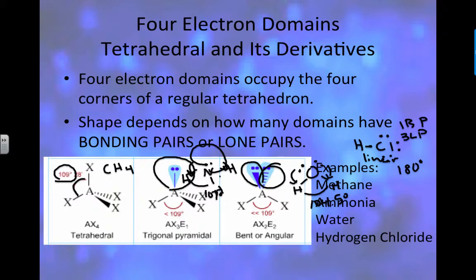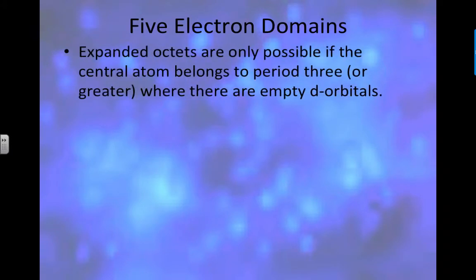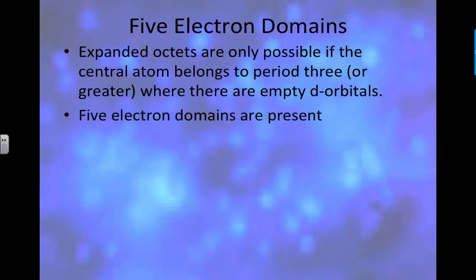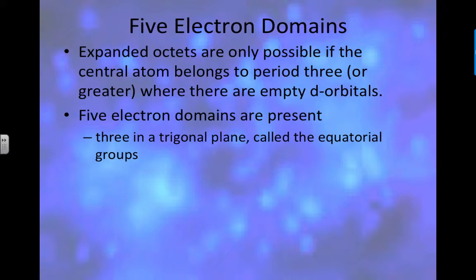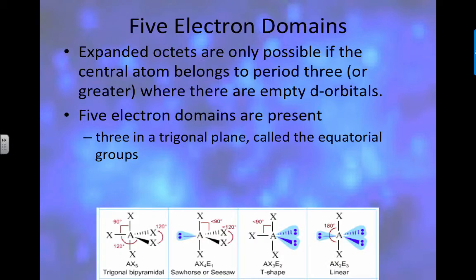Suppose that we had 5 electron domains. In 5 electron domains, then the central atom would have to be an expanded octet, right? So it has to belong to period 3 or greater, where there are empty d orbitals to put those electrons in. So where there's 5 electron domains present, 3 of them are arranged in the trigonal plane. These are called the equatorial groups, so they sort of make a triangle around the middle. And then up and down, we have the axial groups.